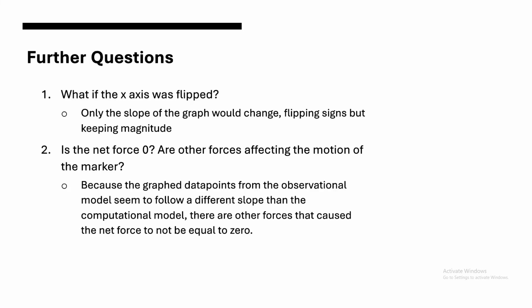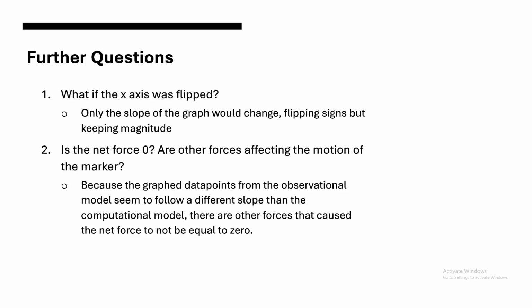Now that we know the results of the lab, we can ask some further questions. The first one being, what if the x-axis was flipped? Or in other words, what if the marker was going left to right instead of right to left, like in the original video? The only thing that would really change is the slope of the graph. It would flip signs, so it would be positive instead of negative, but it would keep the same magnitude of slope.